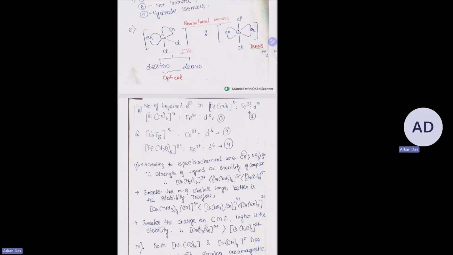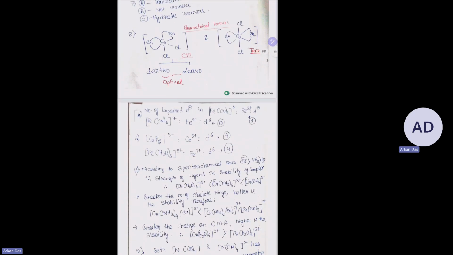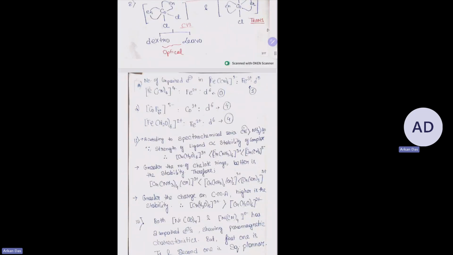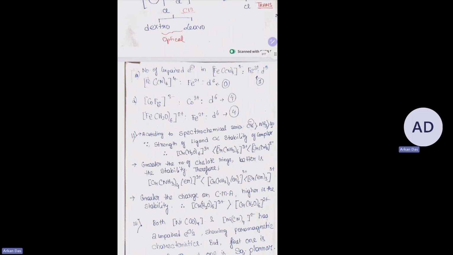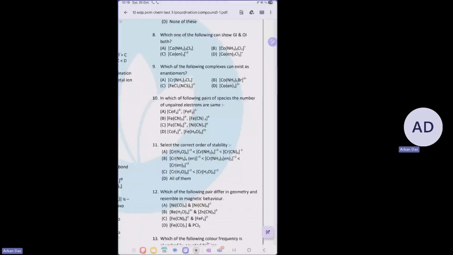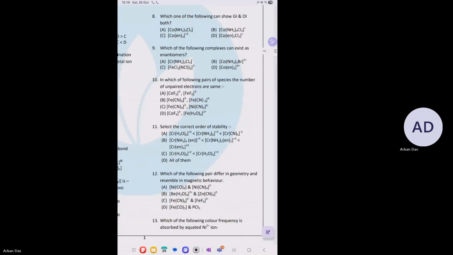[CoF6] will give how many unpaired electrons? Again d6, so 4 unpaired electrons because F is a weak field ligand. [Fe(H2O)6]2+, water acts as a weak field ligand, so it will also give 4 unpaired electrons. So all these complexes give us 1, 0, 4, 4. According to the question, the pair of species with the same number of unpaired electrons will be observed for option 3, that is [CoF6] and [Fe(H2O)6]2+.